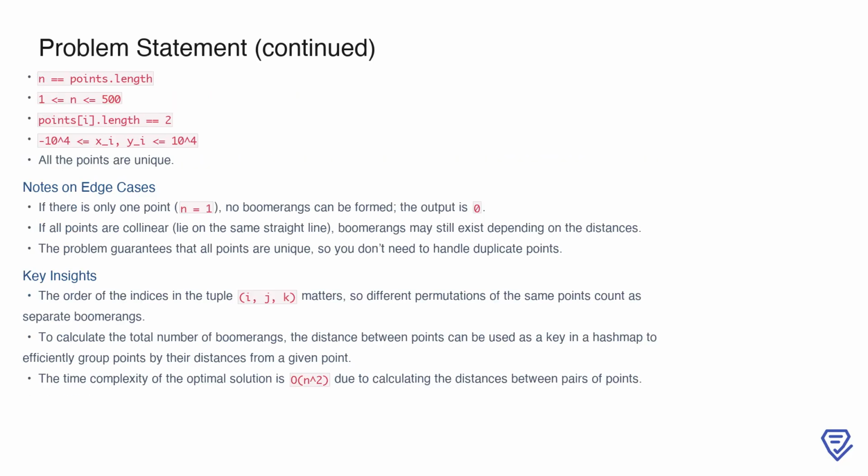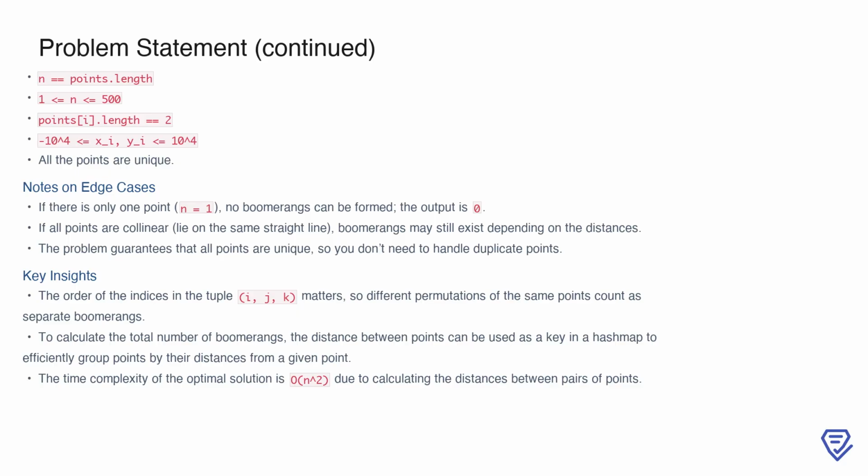The constraints of the problem specify that the number of points, n, can range from 1 to 500. Each point is represented as a pair of integers within the range of -10,000 to 10,000, and all points are guaranteed to be unique. Here are some important considerations. If there is only one point, no boomerangs can exist, resulting in an output of 0. When all points are collinear, boomerangs can still be formed as long as the distances meet the required conditions. The uniqueness of points simplifies the problem, as we don't have to account for duplicates.